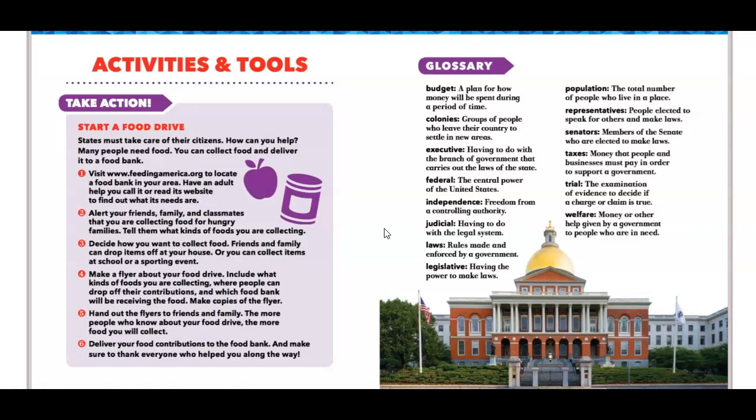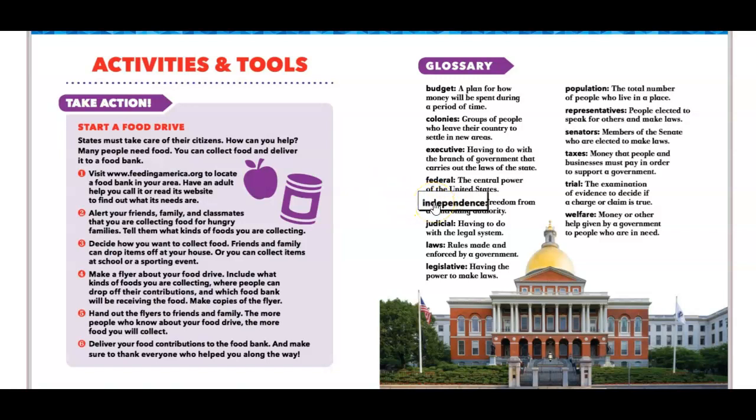Glossary. The first bold word is budget. A budget is a plan for how money will be spent during a period of time. The second bold word is colonies. Groups of people who leave their country to settle in new areas. The next bold word is executive, having to do with the branch of government that carries out the laws of the state. The next bold word is federal, the central power of the United States.